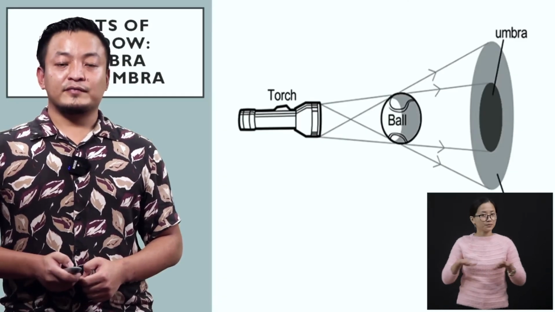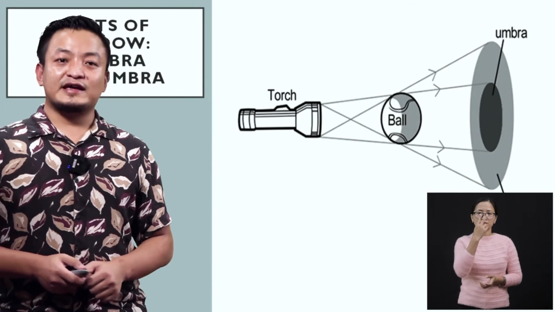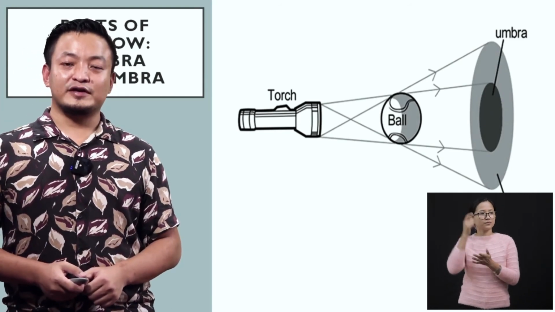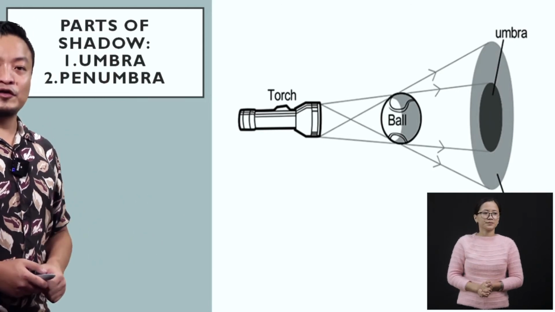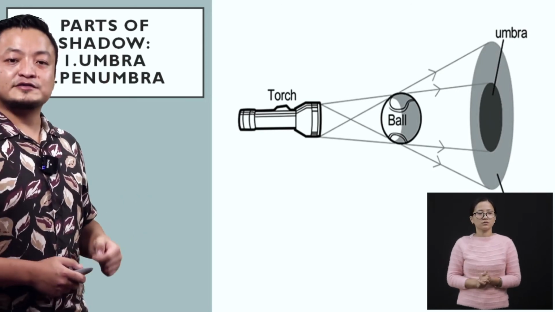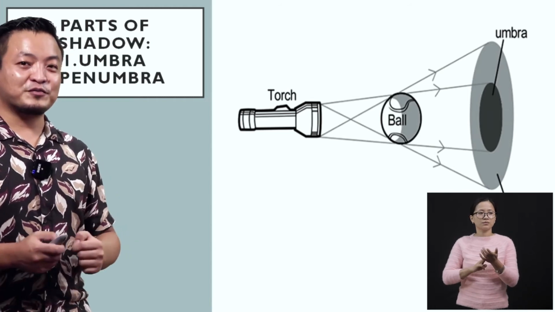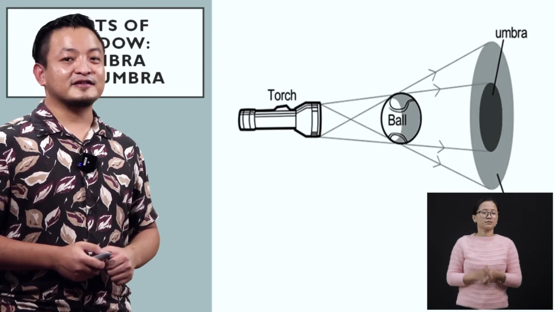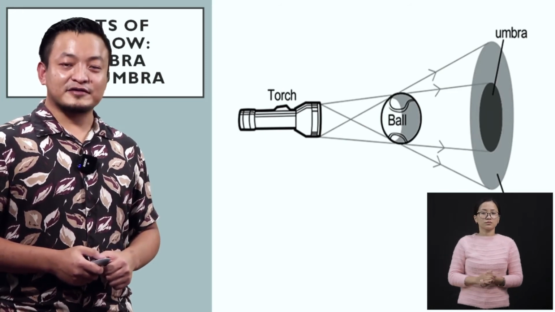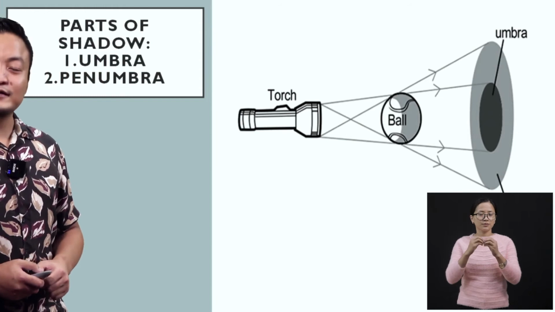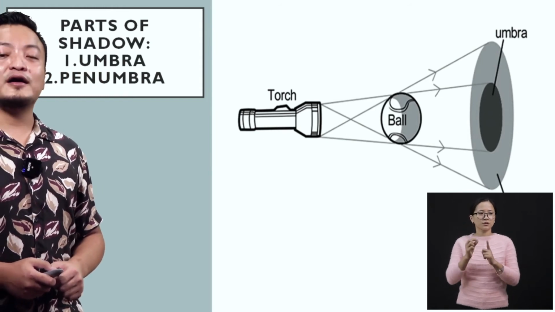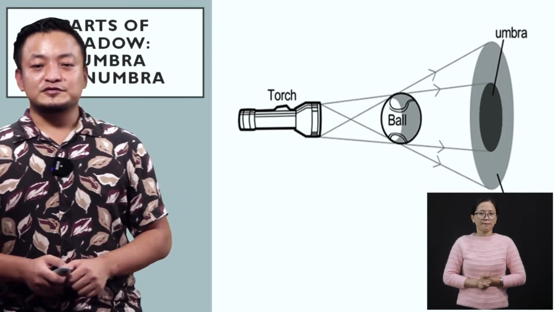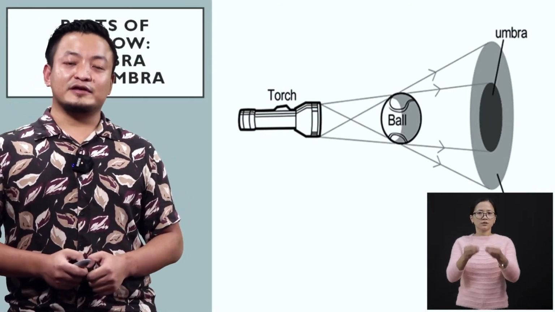So students, now we will discuss the parts of shadow. Okay? The parts of shadow. So the first one here is umbra. Okay? Umbra. Are you familiar? It's a new thing, right? But we will learn it here in this chapter, okay? Umbra. And the second part of the shadow is penumbra. Penumbra. Okay?